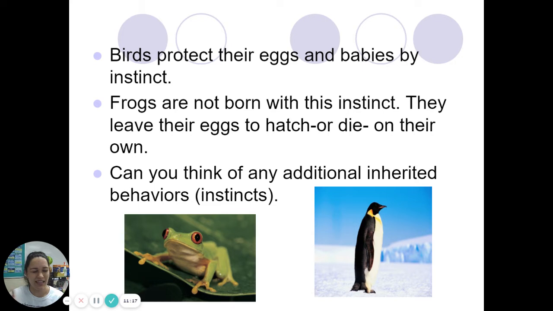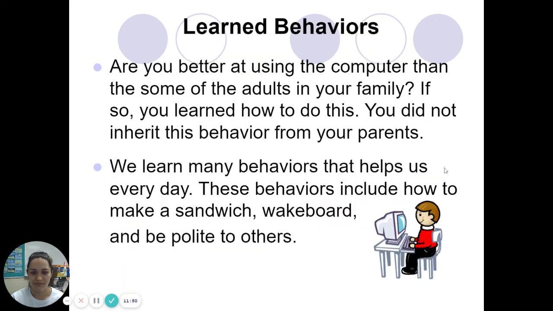Birds protect their eggs and babies by instinct, right? Some species. I guess I should make that a point. Not every single animal does. Frogs aren't born with this instinct. So there you go. There's a perfect example. So birds protect their eggs and babies by instinct. That's something they just do automatically. Nobody tells them they need to do it. But frogs, on the other hand, are not born with this instinct. They lay the eggs and then they leave them to either hatch or die on their own. They don't go back and check. They just lay them and they're like, good luck to you. All right. Can you think of any other examples?